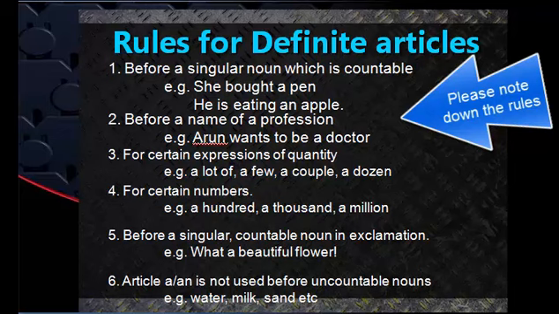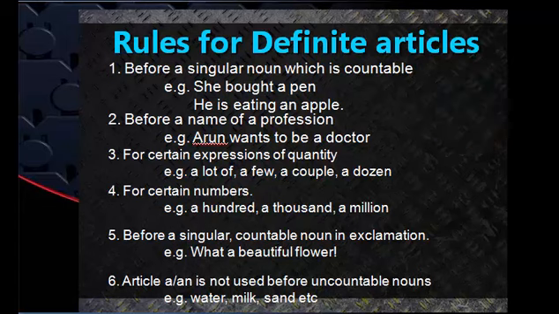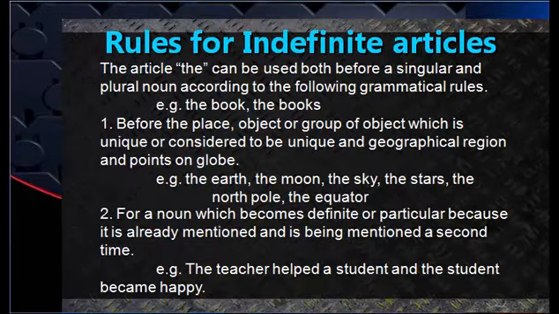5. Before a singular, countable noun in an exclamation. For example, what a beautiful flower. 6. Article a or an is not used before uncountable nouns. For example, water, milk, sand, etc. Rules for indefinite articles. The article the can be used both before a singular and plural noun according to the following grammatical rules. For example, the book, the books.